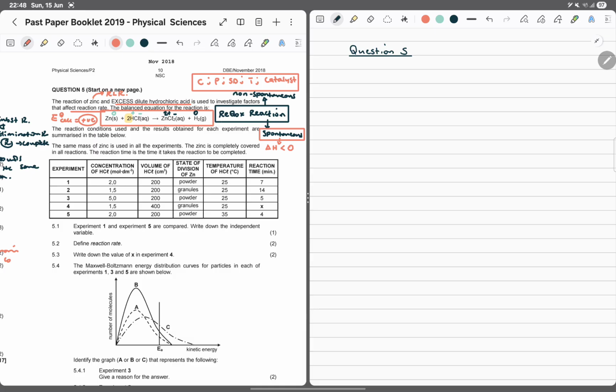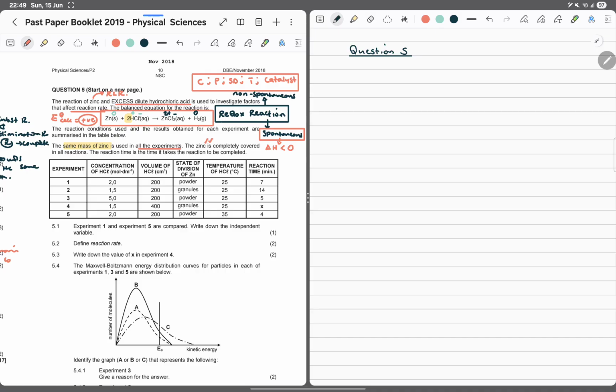Even if questions of higher order nature are created, you can be able to answer these easily. All right, so let's continue. The reaction conditions used and the results obtained for each experiment are summarized in the table below. We are told that the same mass of zinc, now this is the controlled variable, is used in all the experiments. Okay, good. The zinc is completely covered in all reactions.